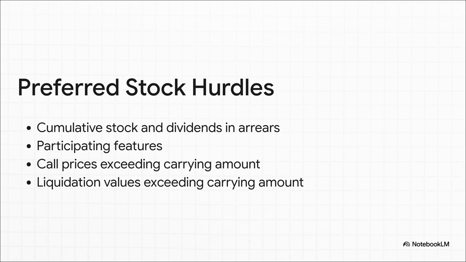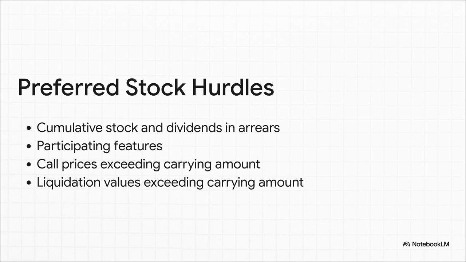So if a company has both common and preferred stock outstanding, you've got to adjust that numerator we just talked about. You need to watch out for a few specific hurdles. For instance, is the preferred stock cumulative? Are there dividends in arrears that haven't been paid out yet? If so, you owe those to the preferred shareholders first. What if the preferred stock has participating features?